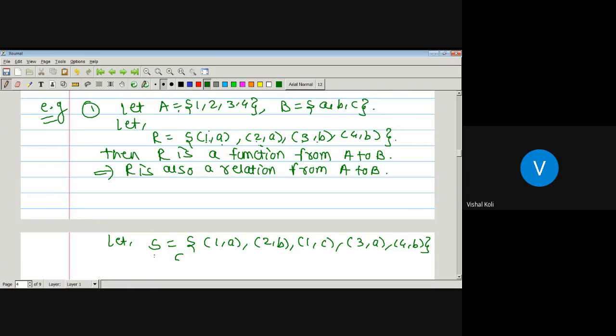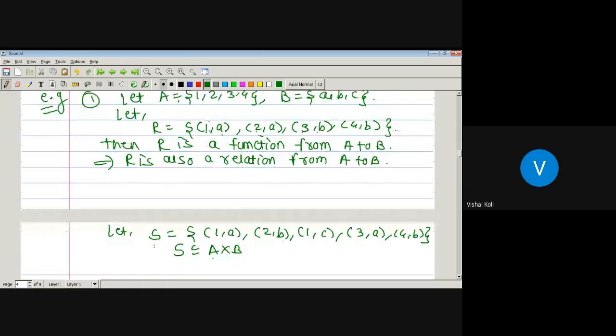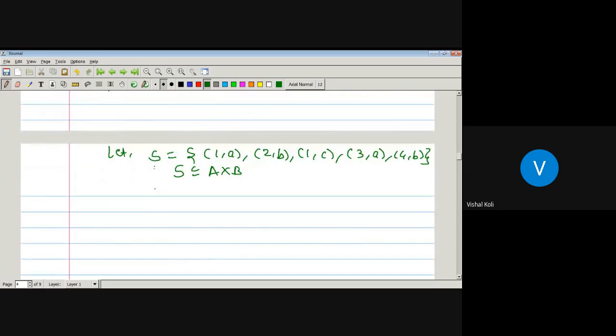As this S is a subset of A cross B, and we know that every subset of A cross B is a relation from A to B, which implies S is a relation. Now we have to see whether S is a function from A to B. What is the definition of function? Any mapping F defined from set A to B is said to be a function from A to B if each element in capital A has a unique image in B.